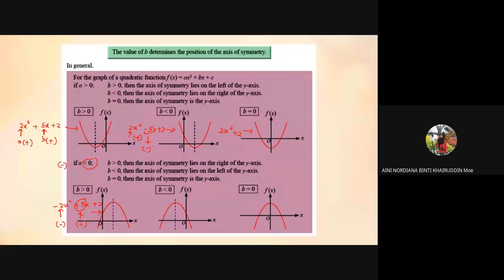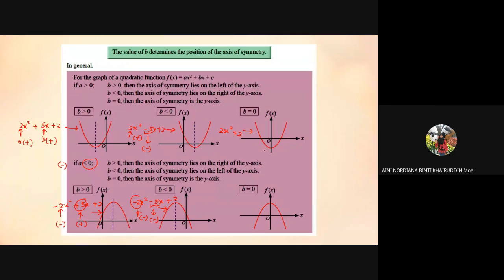When the value B is positive, then the axis of symmetry will lie on the right of the y-axis. For this function, maybe negative 2x square minus 5x plus 2, for example. So this is a negative number. Here also a negative number. Then the axis of symmetry lies on the left of the y-axis.